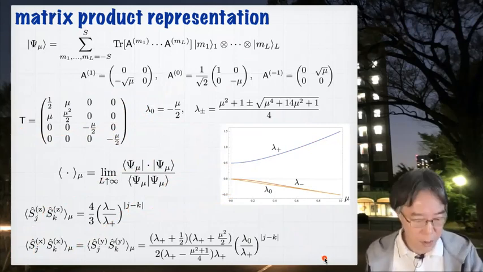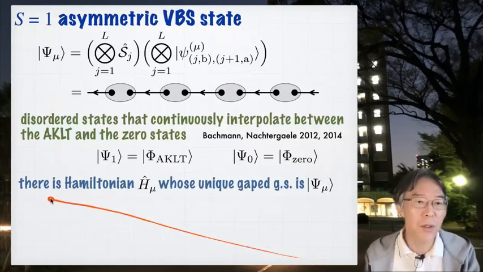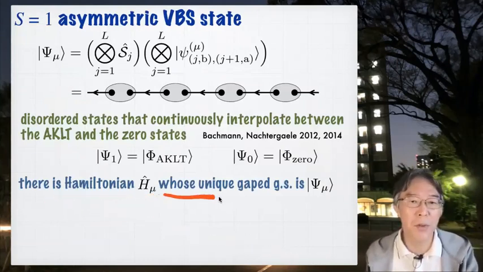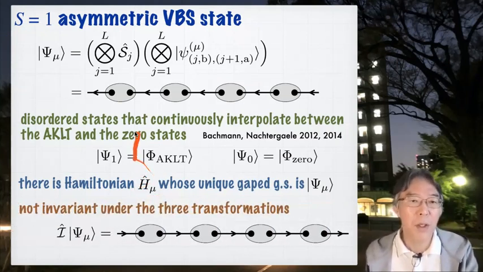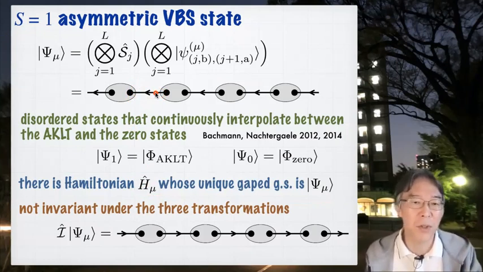Now, as for this state, we can also show that there exists a Hamiltonian H mu, whose unique gapped ground state is psi mu. So this connects the AKLT model and the trivial model. And this is important. Since this building block, the asymmetric valence bond, is not invariant under the 3 transformations, inversion, time reversal, and Z2 cross Z2, this psi mu is also not invariant. In this case, inversion is very simple. Everything is just flipped, and you get a different state.